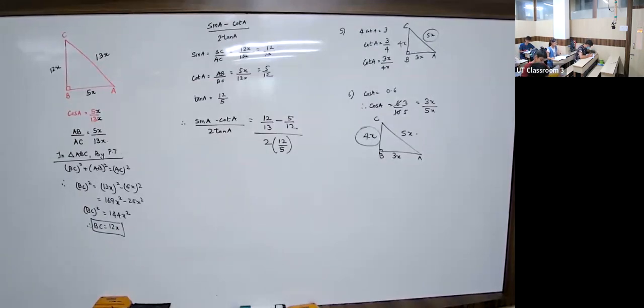Ninth, tenth, and eleventh. Tan A is 1 and 1 upon 3. So, तेरे को mixed fraction को improper fraction नहीं बनाने आते हैं. 4 upon 3. So, 4x upon 3x होगा.